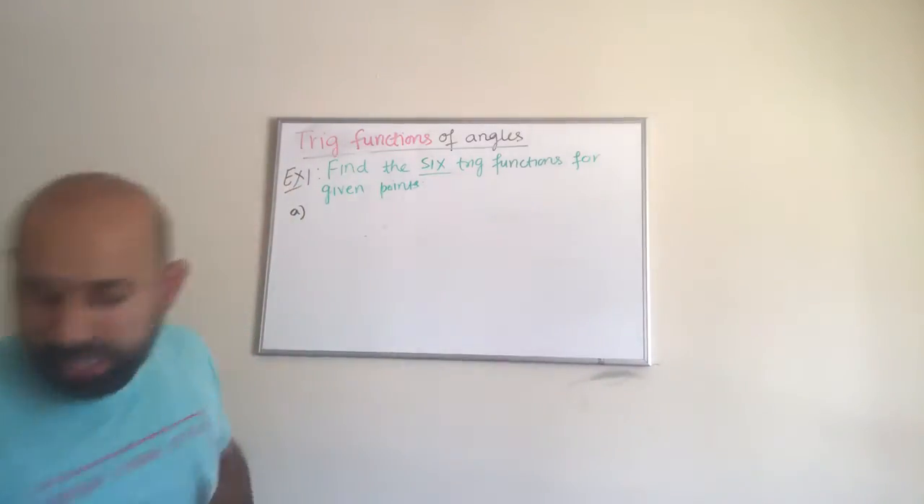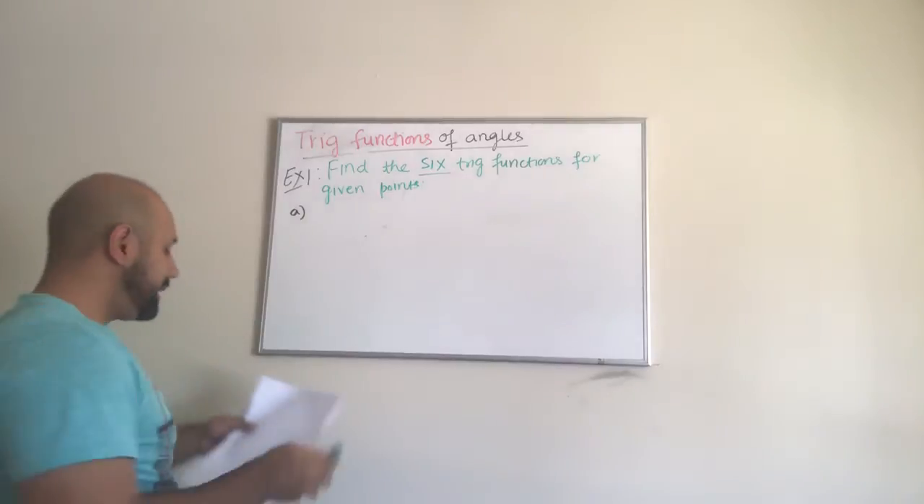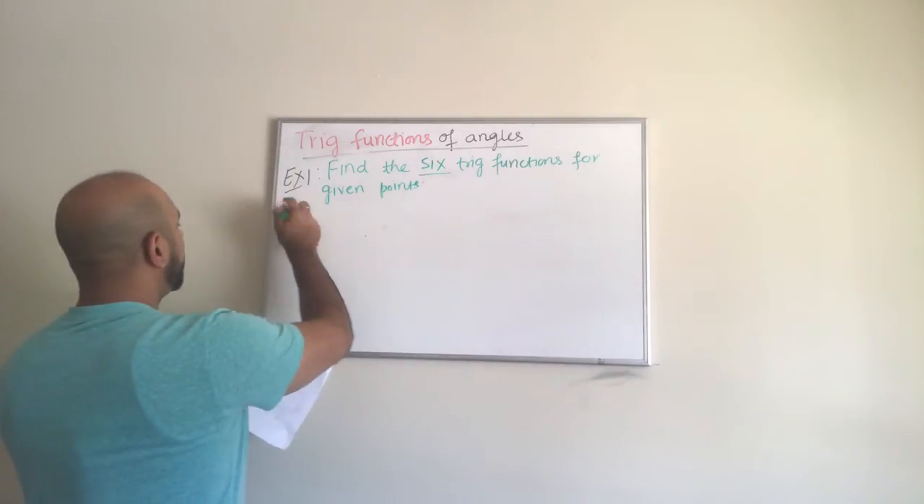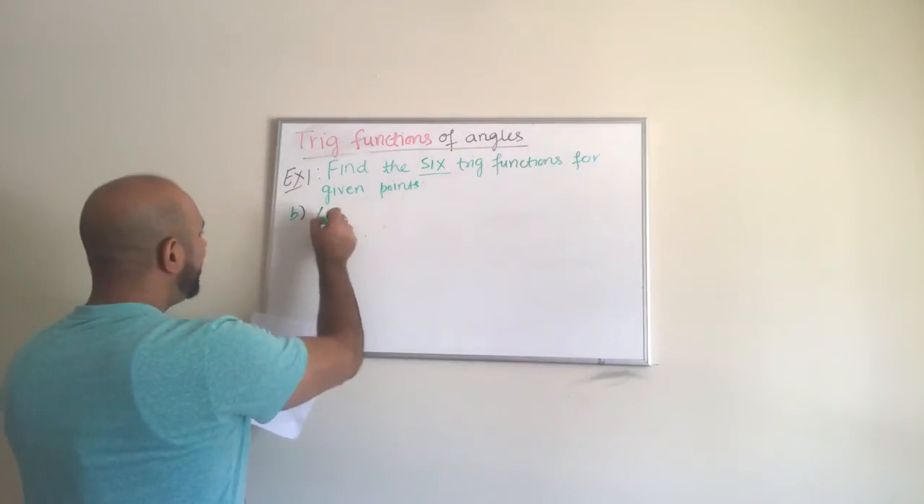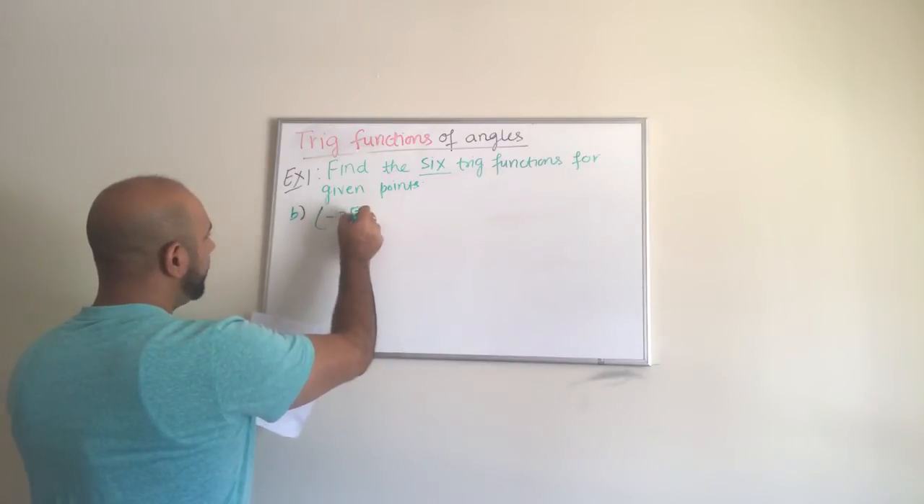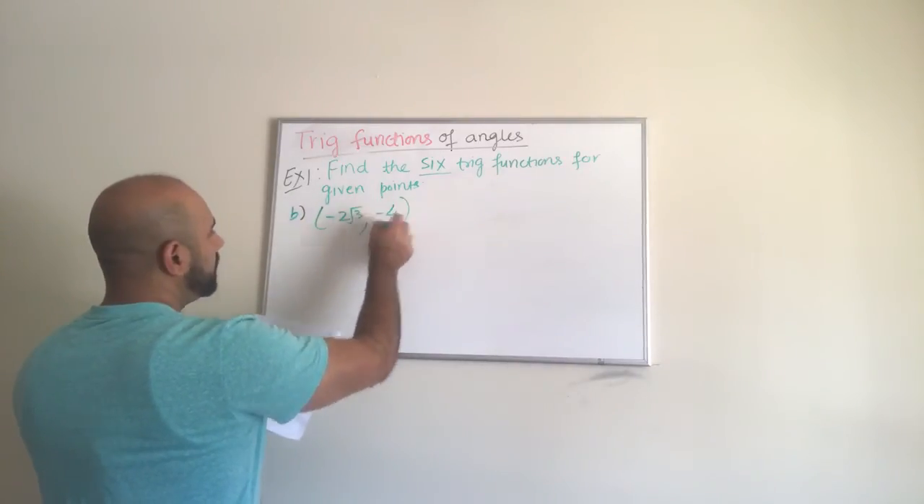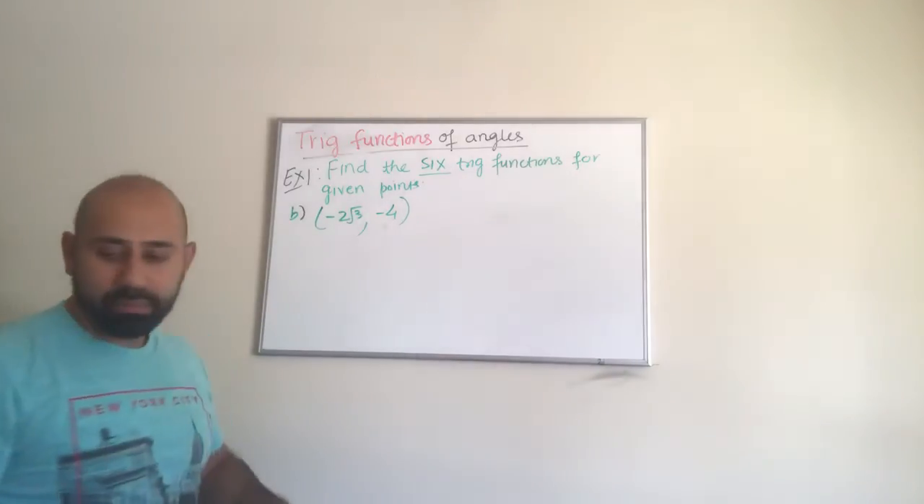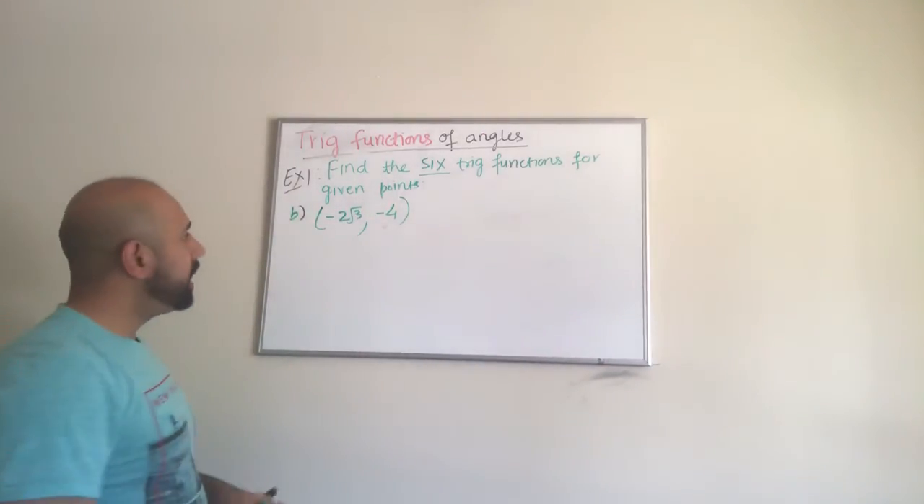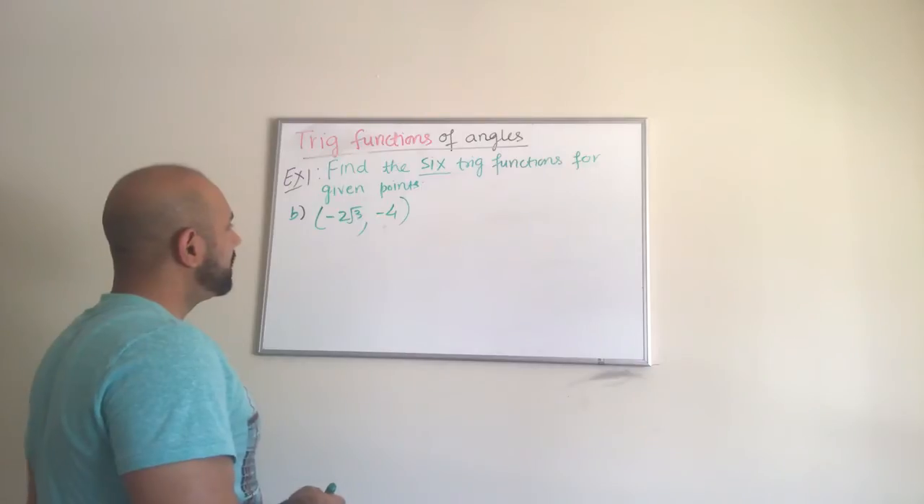So what is my example 2 in this part B? I have a point -2 radical 3 and -4. So it is slightly different than my previous example. The first thing again we have to do is we have to create a visual. Guys, let us go ahead and create the visual.